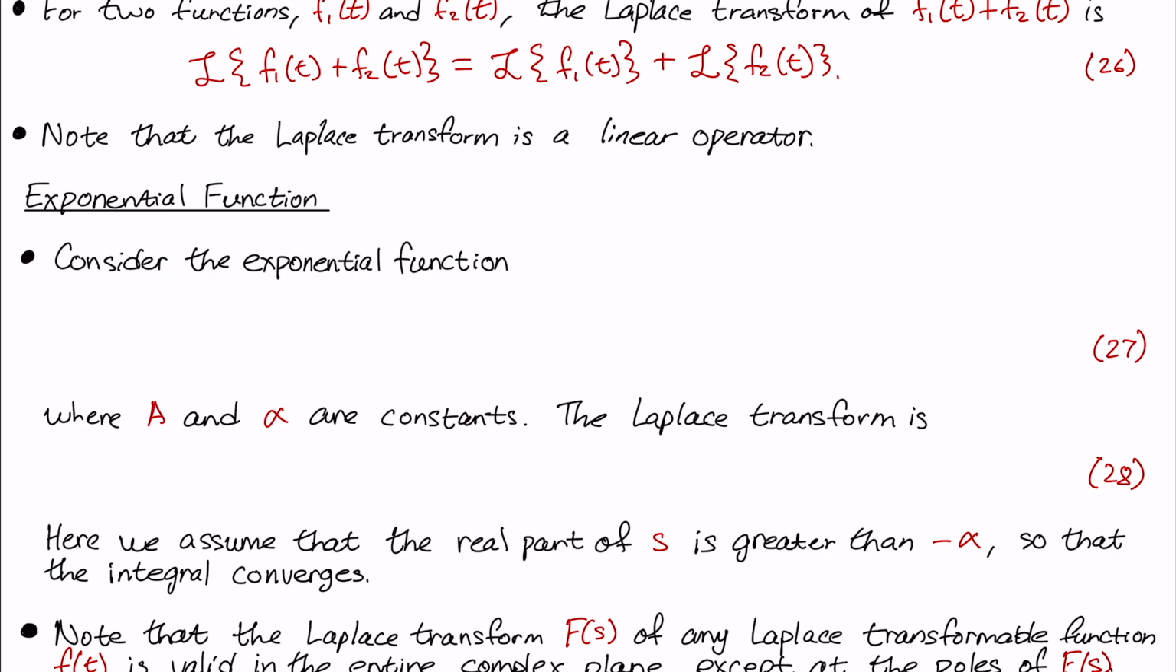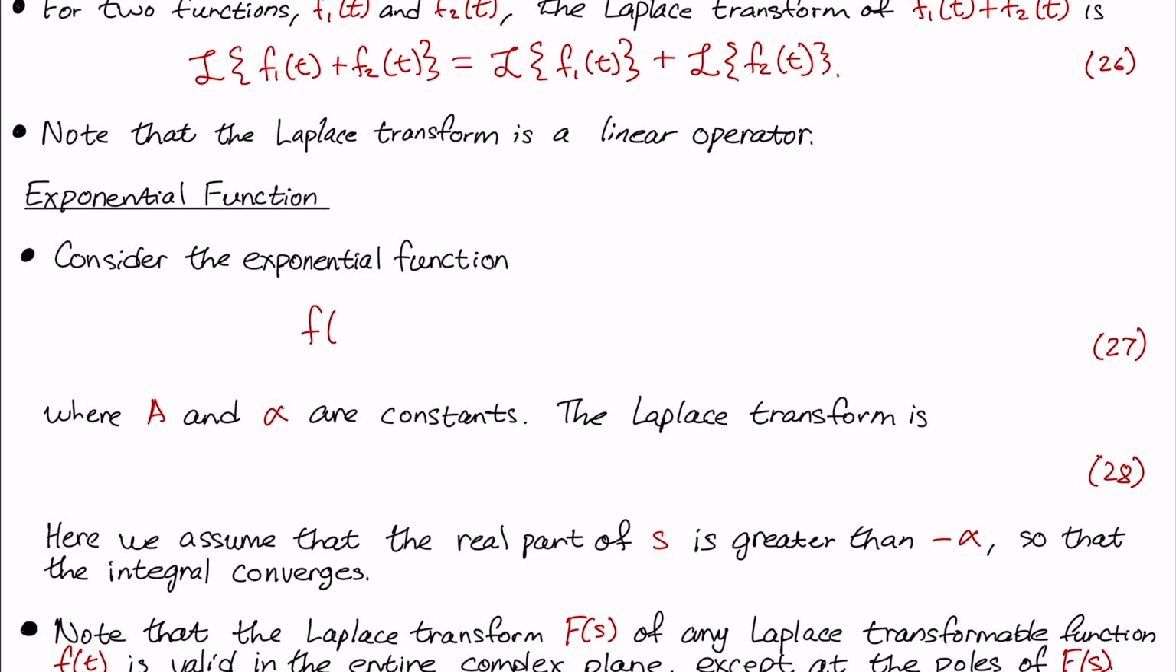Moving on, we're just going to take a look at what happens if you have an exponential function. In this case, we're going to be defining a piecewise exponential function. So f of t here is equal to 0 for t less than 0, and then a e to the minus alpha t for t greater or equal to 0. We're going to see this a lot where our function needs to be 0 for t less than 0. And so a and alpha here are constants.